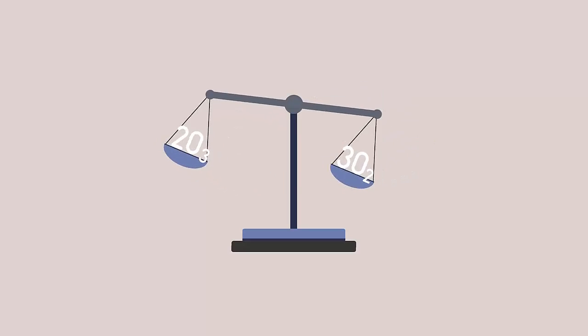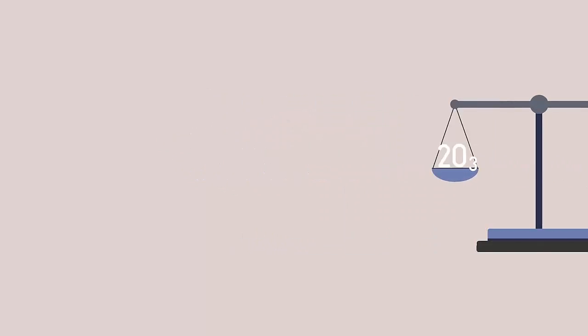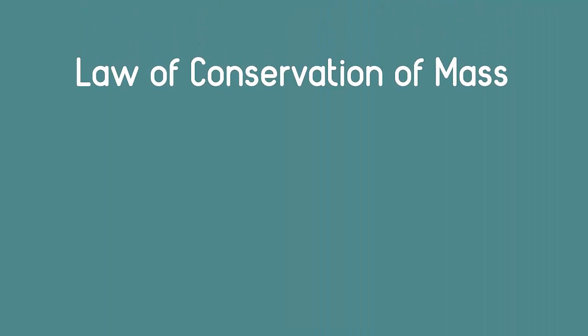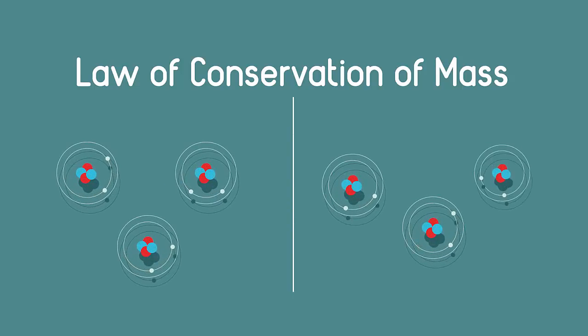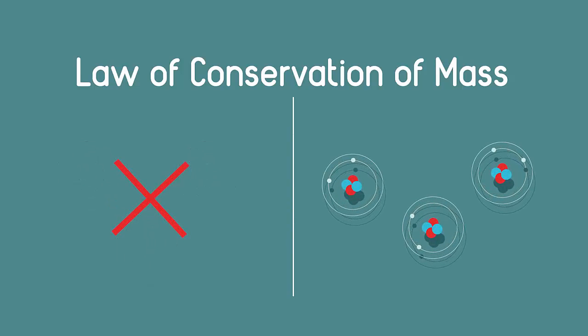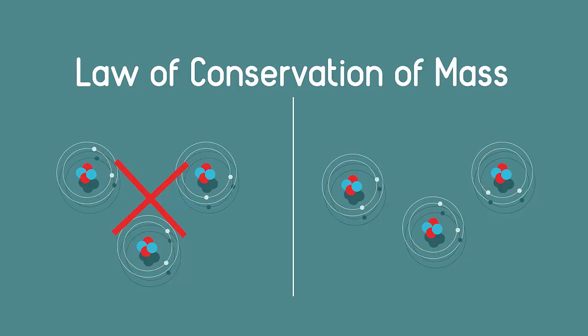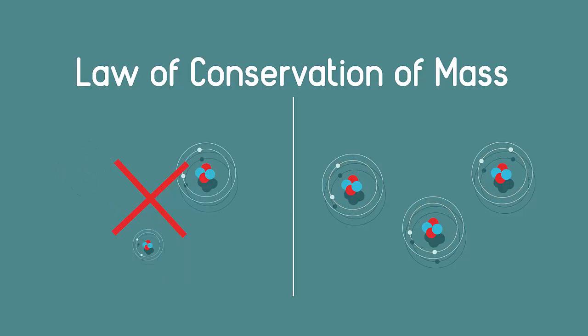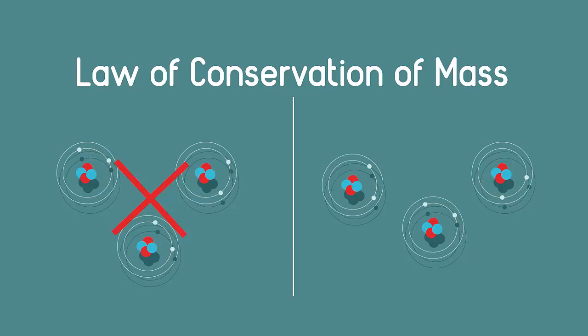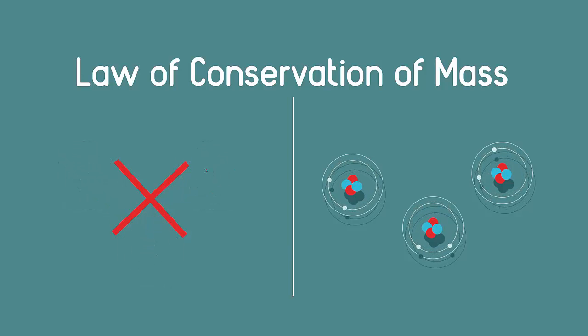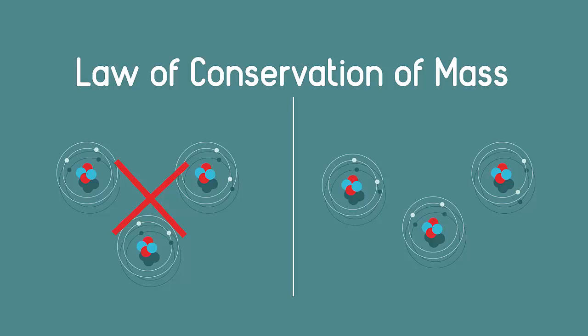In this video, you're going to learn how to balance chemical equations. The law of conservation of mass states that no atoms are lost or made during a chemical reaction. They cannot be made from nothing, and they cannot vanish into nothing. If you don't believe me, you try making an atom from nothing.